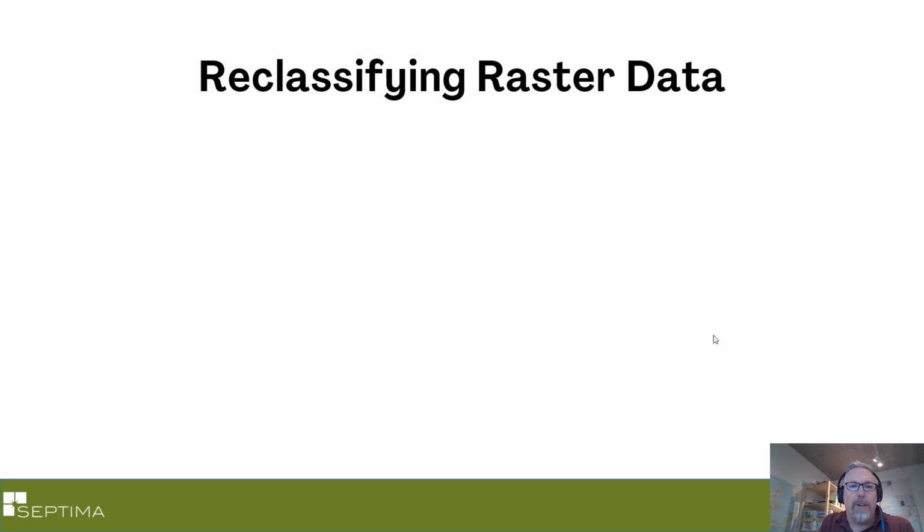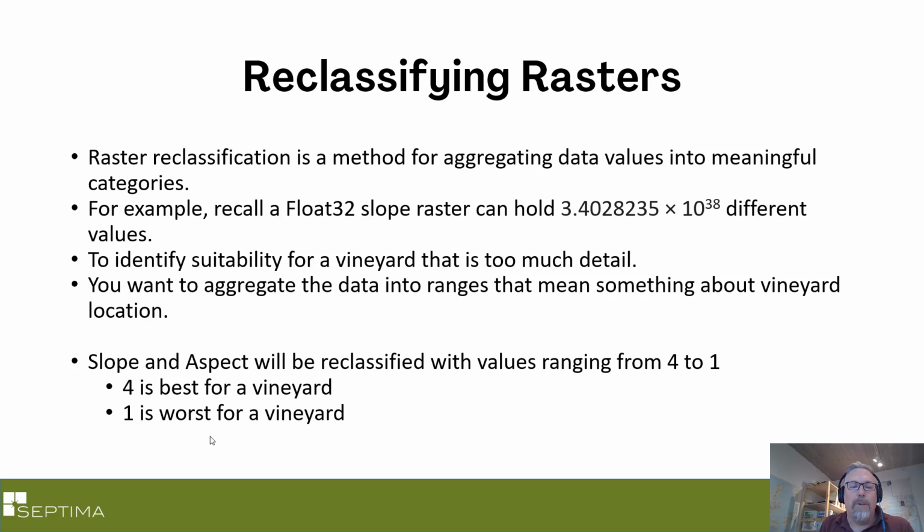Hi, in this video, I'll show you how to reclassify raster data into meaningful units. So raster reclassification is a method for aggregating data values into meaningful categories. For example, recall that a float 32 slope raster type can hold a huge number of different values. But to identify suitable slope for a vineyard, that's just too much detail. So we want to aggregate the data into ranges that mean something about vineyard location.